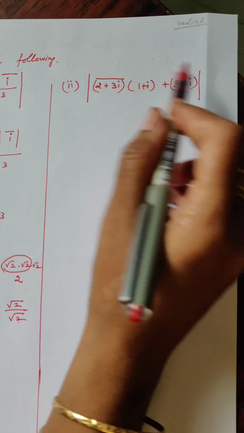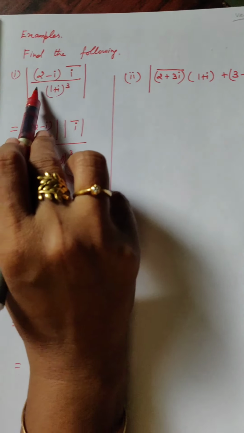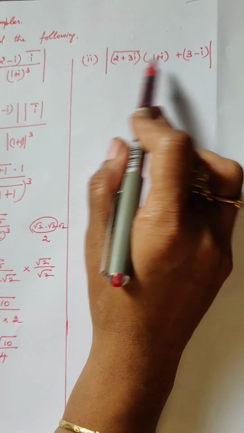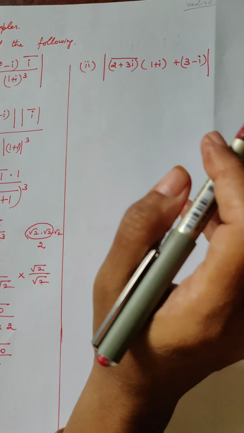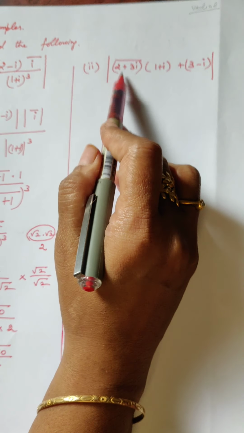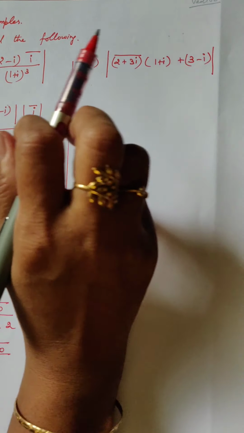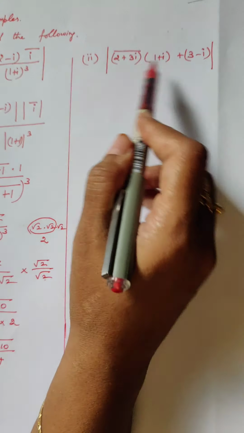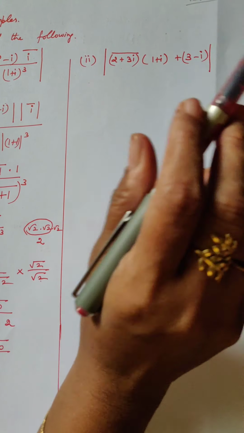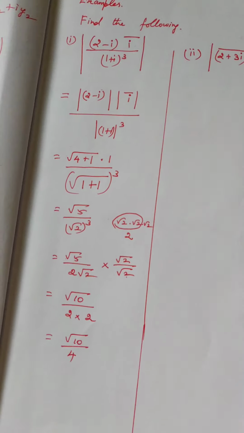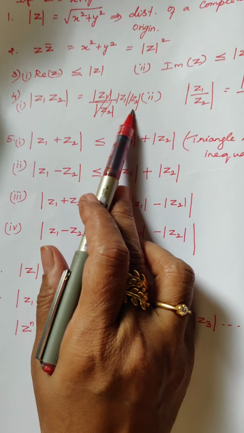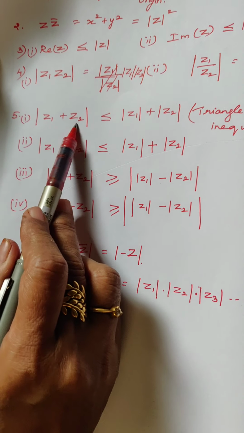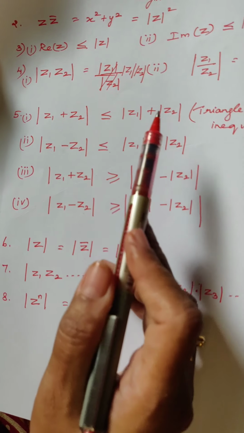Second sum, modulus of, just see here. Here you have product and division. Be careful in this sum. Here you have product and addition with one more complex number. It is of the form z1 bar into z2 plus z3. So you cannot write this as modulus of first one into modulus of second one plus modulus of third. This is entirely wrong, because the property says modulus of z1 into z2 is modulus of z1 into modulus of z2. But modulus of z1 plus z2 is lesser than or equal to, but it is not equal to. So you cannot apply the property directly.